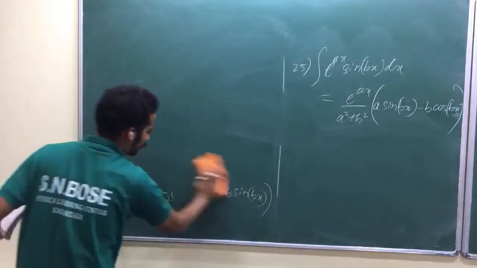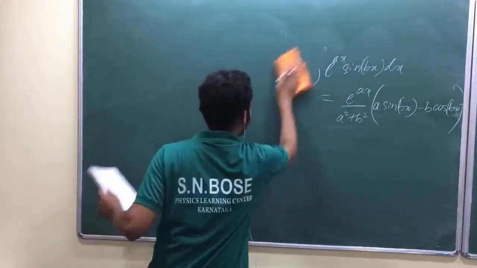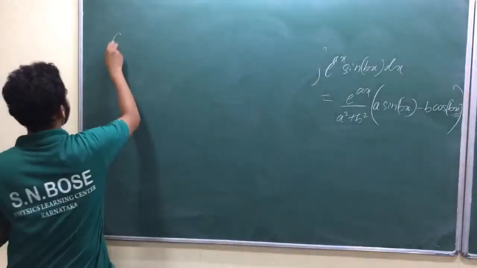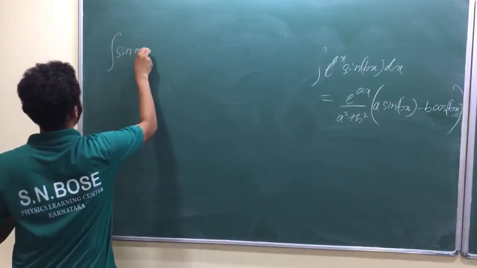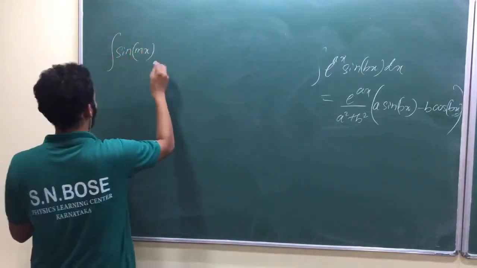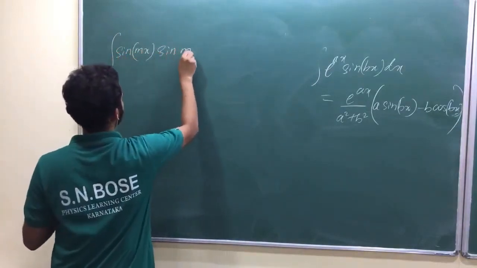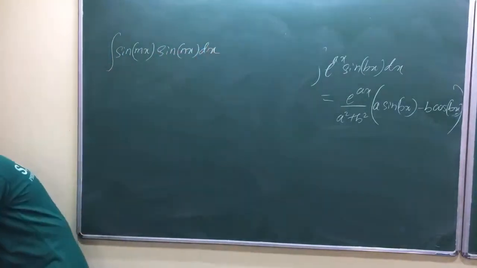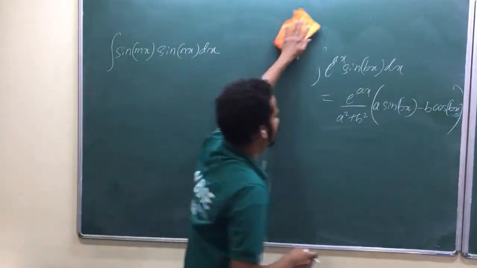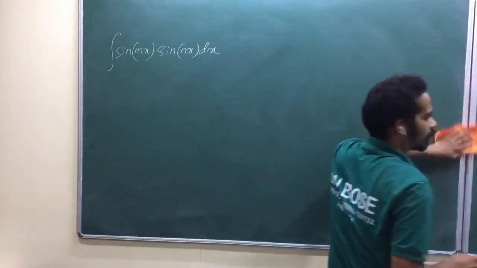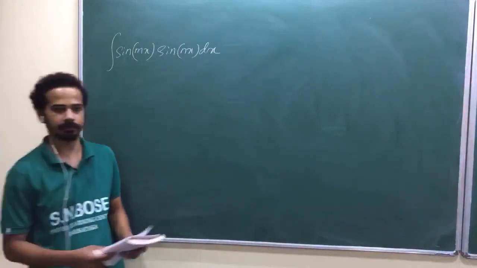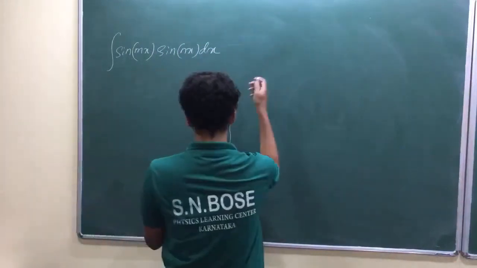I am not suggesting strongly, if possible, because it is very frequent in quantum mechanics. Integral of sine mx into sine nx. Sine A sine B formula, isn't it? That will be, I think, cos A plus B, cos A minus B, and after integration that becomes sine A plus B, sine A minus B, isn't it? So you better remember this one.